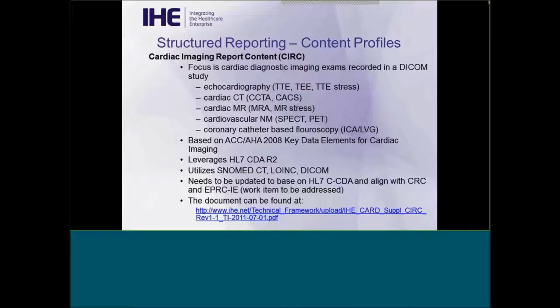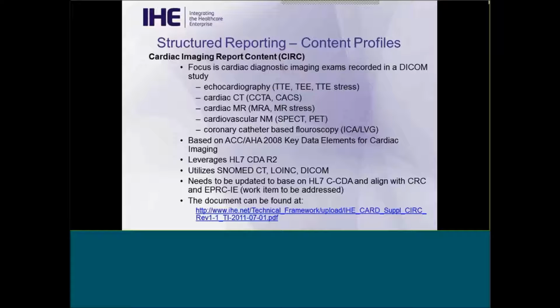And what we're trying to address here is the fact that DICOM structured reporting was not widely accepted, especially in the healthcare enterprise. And so we wanted to provide a CDA-based representation of the imaging study report for that type of imaging exam. And so you see the list of imaging exams that were supported here. This was also noted that it's based on a set of key data elements as defined by ACC, AHA. So we were looking to understand what the data set required was to be able to include in this report.